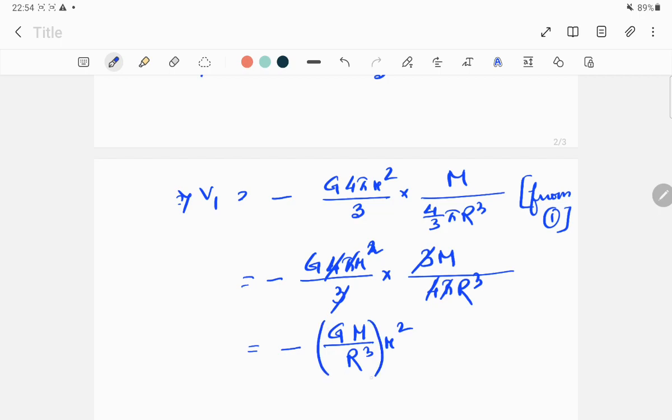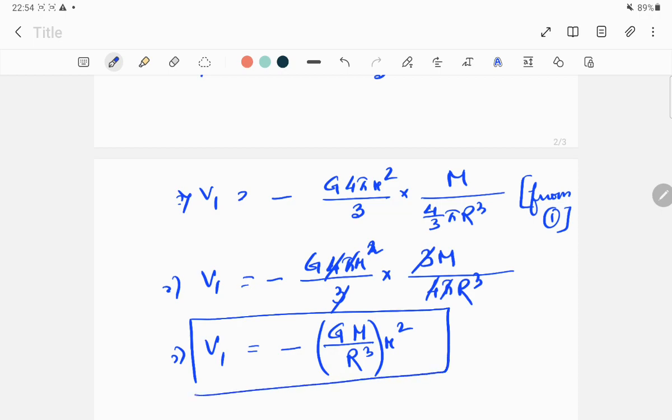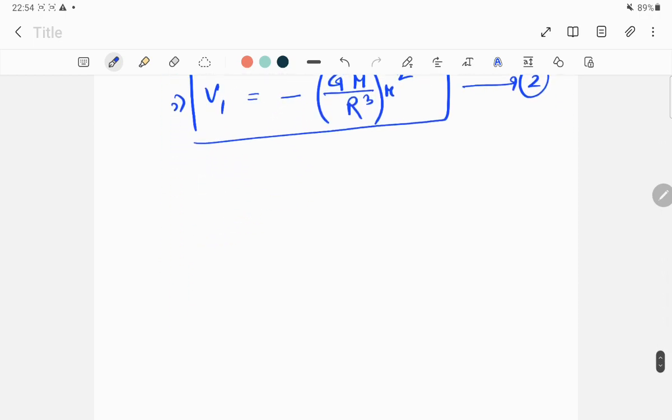I'm putting it like this because these things are constant. The only thing that is going to change is r square. So this is our V1. Let us save it and name it as equation number 2. Now we will proceed to the next section, that is to find out the value of V2.